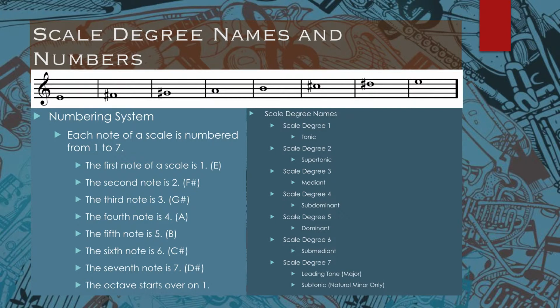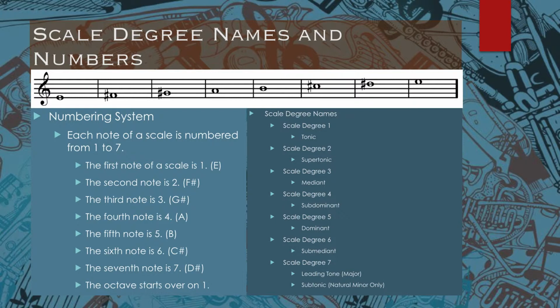So the first note of a scale in E is number 1. It's also the note E. The second note is 2. So F sharp is scale degree 2. The third scale degree is G sharp. The fourth is A. The fifth is B. The sixth is C sharp. The seventh is D sharp. And then you start over again on 1. So that's an important concept.